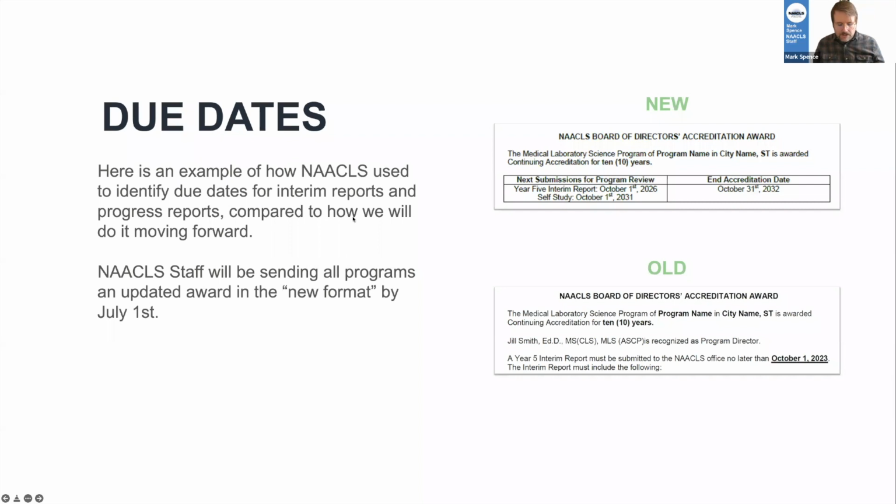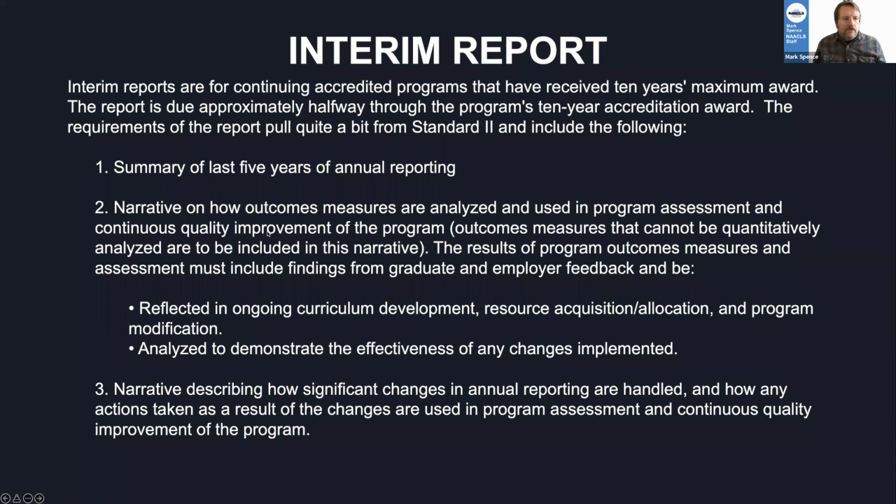Okay, now that the administrative items are aside, let's start with the interim report. So interim reports are for continuing accredited programs that have received the maximum 10-year award. And this report is due about halfway through your program's award. And it's really just NAACLS following up with items of Standard 2, because we're always requiring programs to self-assess and also continually improve themselves. So we want to touch base and see how those items are going. So now I'm going to hand it off to Dale for a little bit.